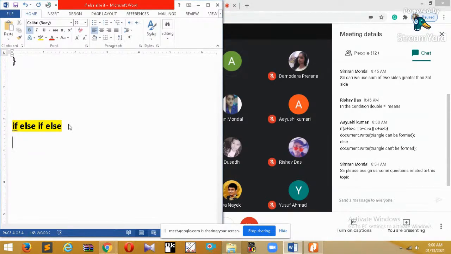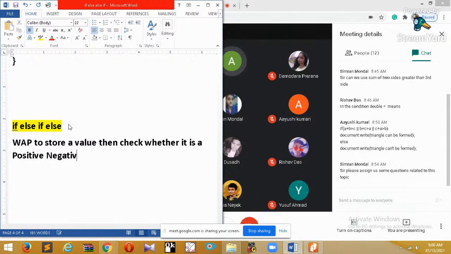Let me take one example. WAP means write a program. WAP to store a value, then check whether it is positive, negative, or zero.